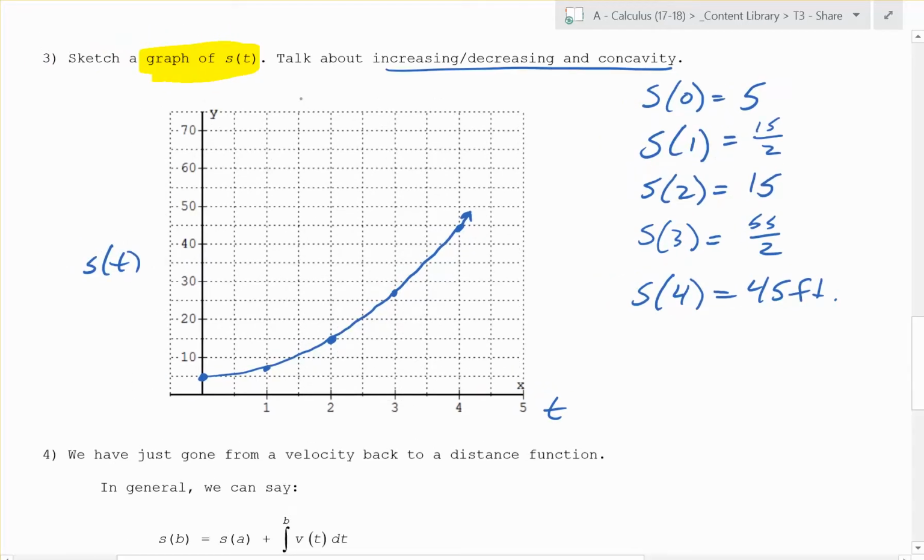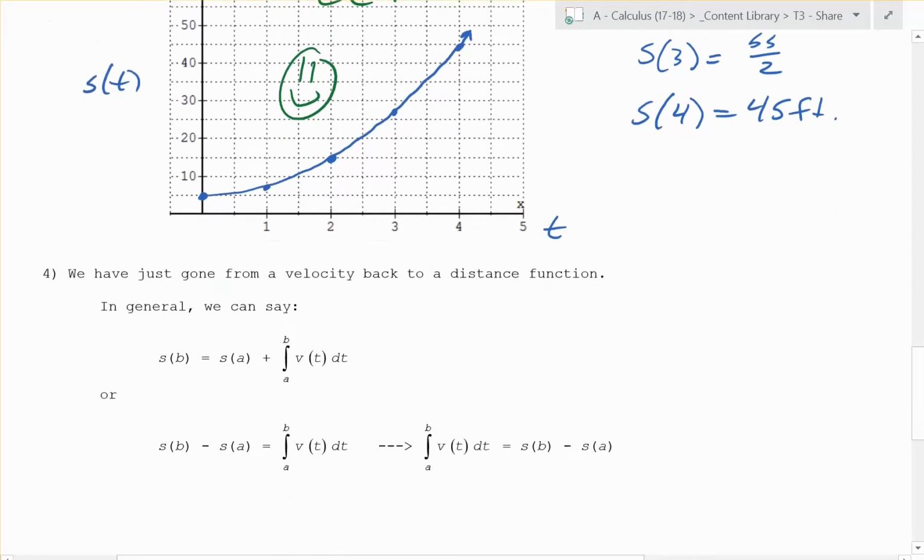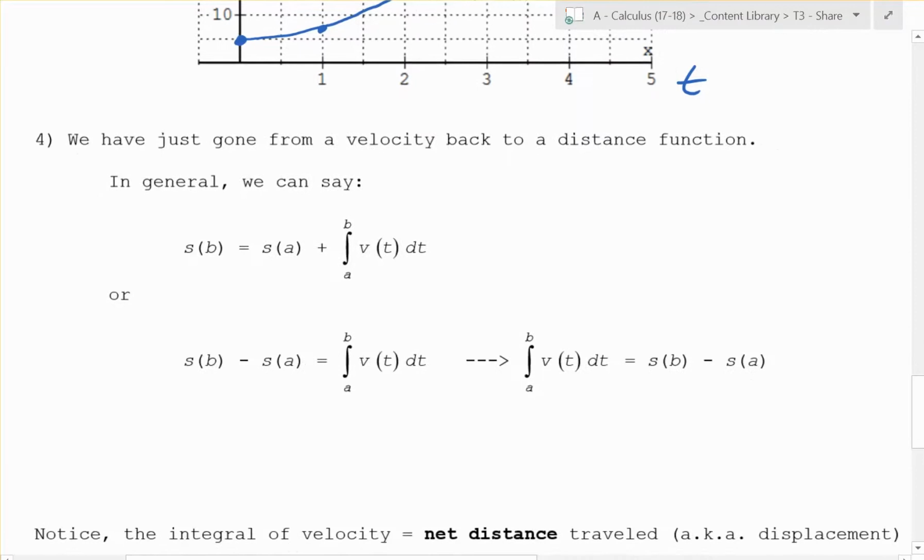So it looks like this entire thing is increasing the entire time. It's increasing, and what's the concavity look like? Well, it looks like a smiley face, so it's concave up the entire time. So what have we done here? We've gone from velocity back to the distance function, but the key was we needed an initial position.